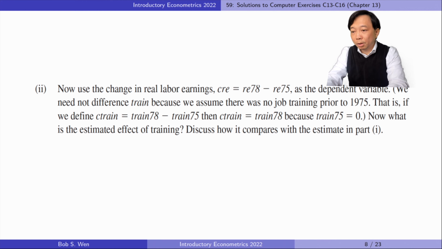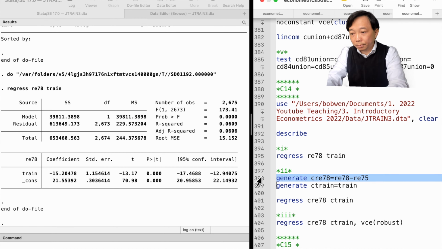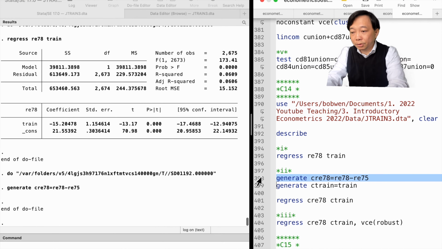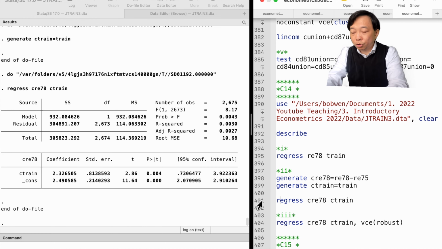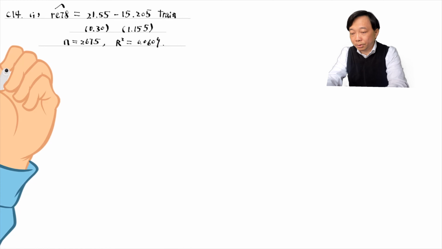In part 2, we estimate the model by first differencing. It allows for individual fixed effects in the model. We generate the first differenced variables and then estimate the first differenced model. The intercept is for the coefficient on the year dummy, and the slope is for the training effect on earnings. Now it is positive and statistically significant.